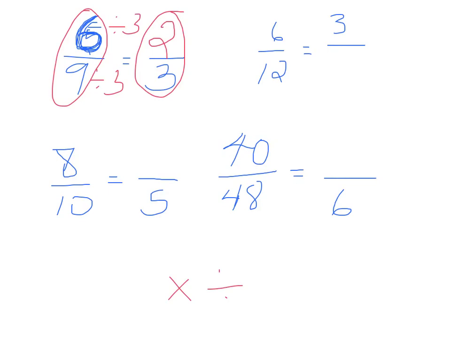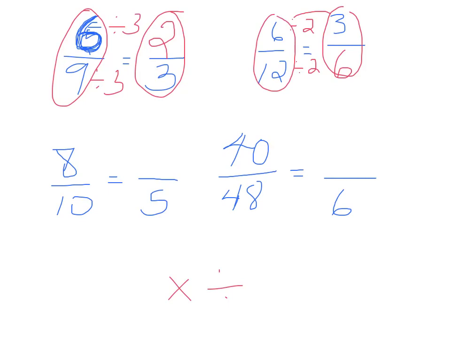All right, let's take a look at what you've got. So if we look at 6 and it's trying to become 3, I would have to divide by 2. And again, what I do to the bottom, or to the top in this case, I also have to do to the bottom. Same thing to both sides. 12 divided by 2 is 6. So 3/6 is equivalent to 6/12.